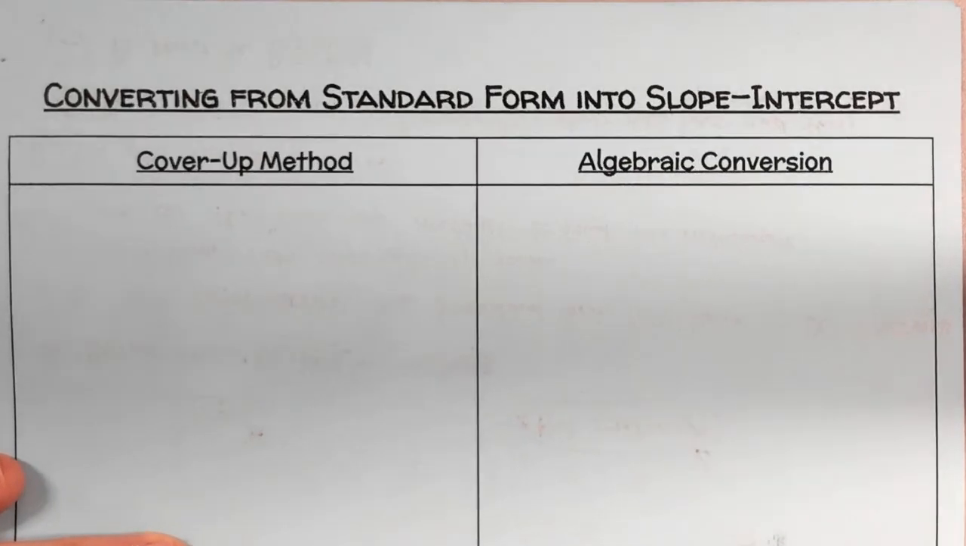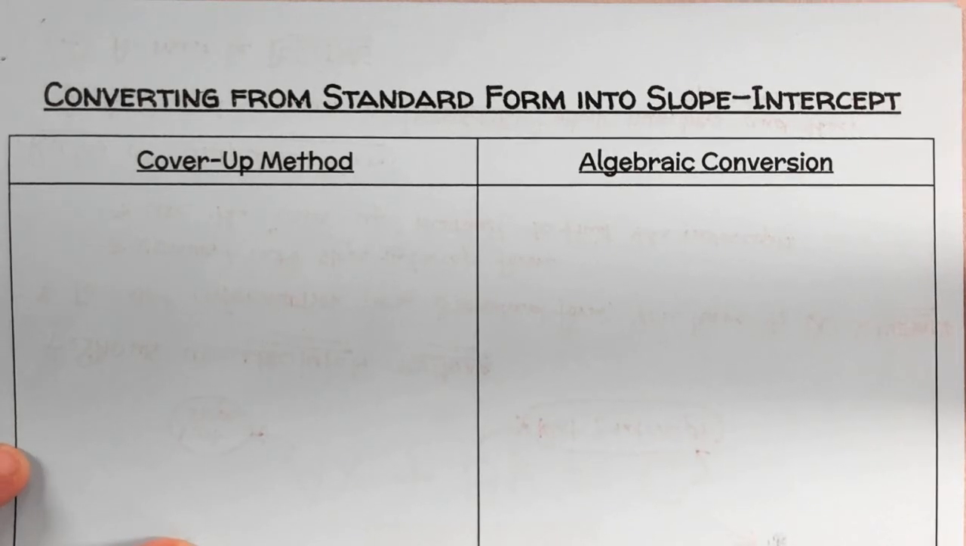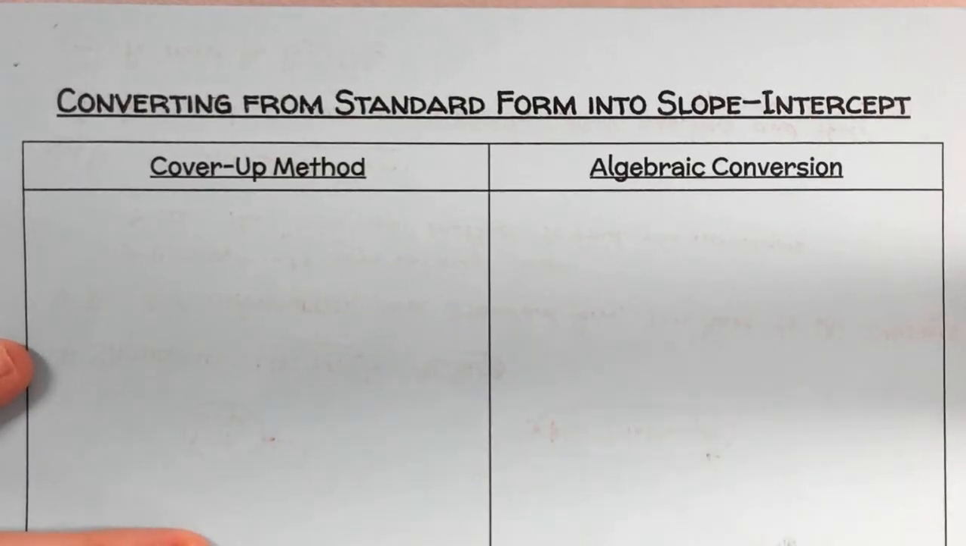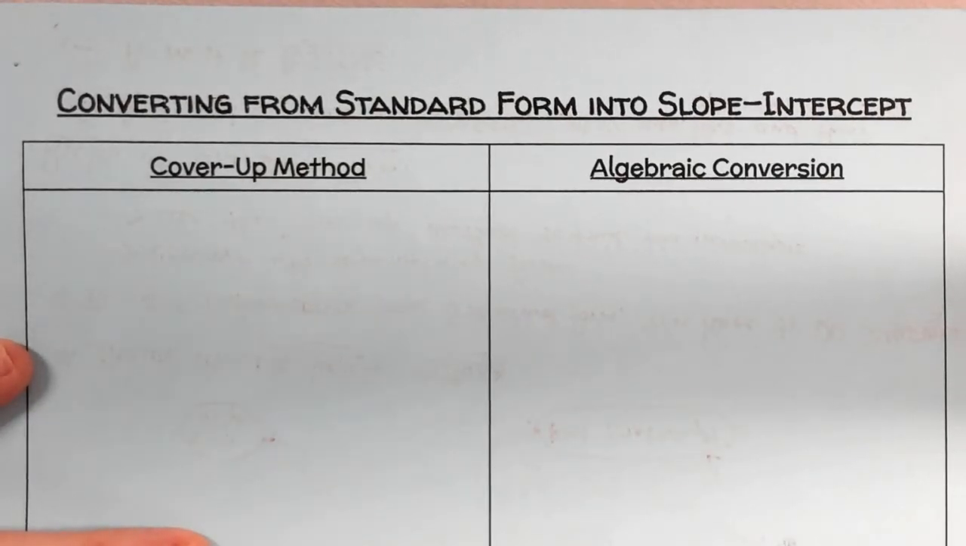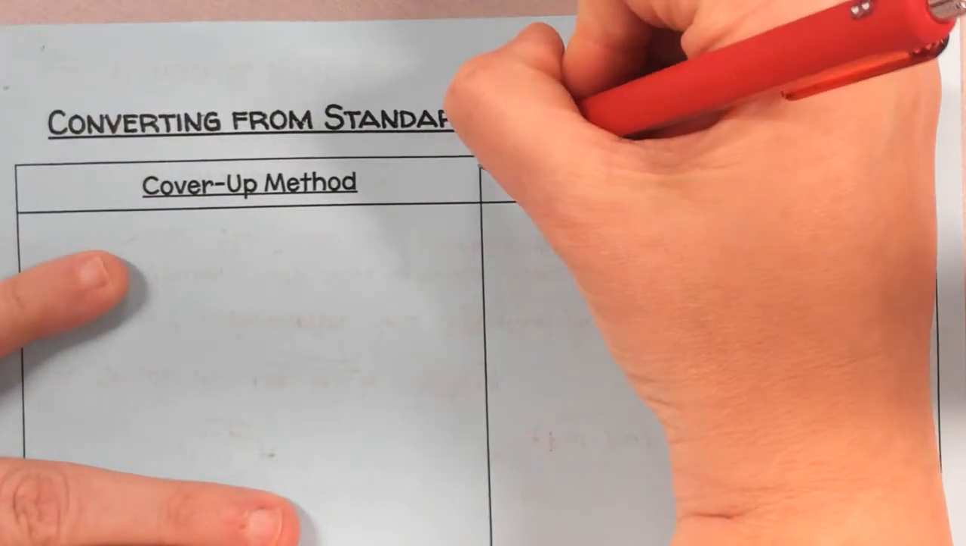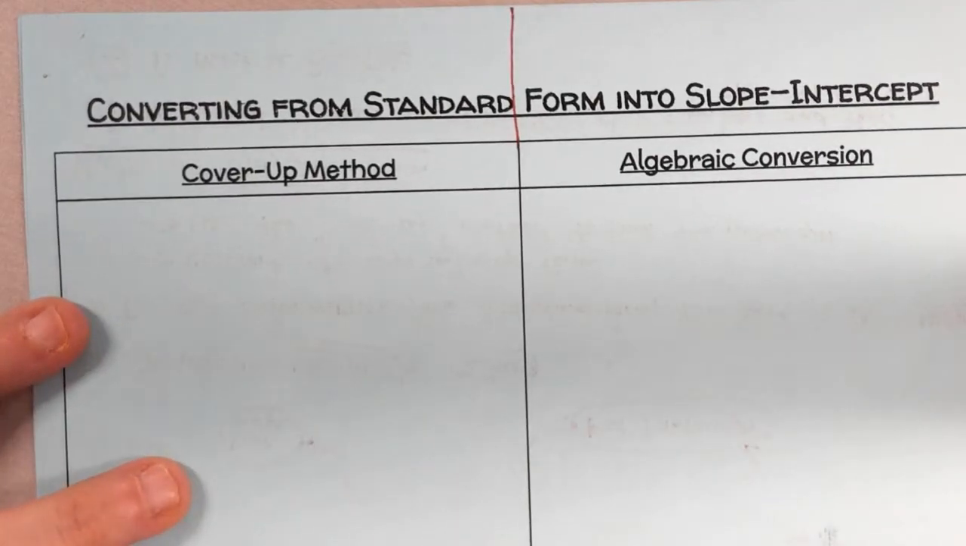I want you to copy all this down because I want you to pay attention while I'm doing these problems. I know when you're trying to write down what I'm writing, you don't pay attention to what I'm doing. You're just frantically trying to write. So we're going to write these steps down, and then I'll show you how to do it.